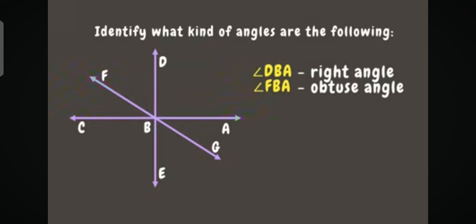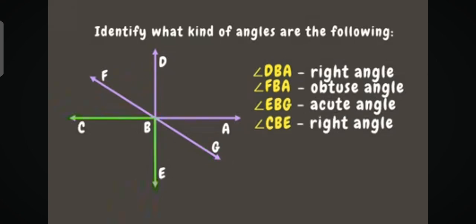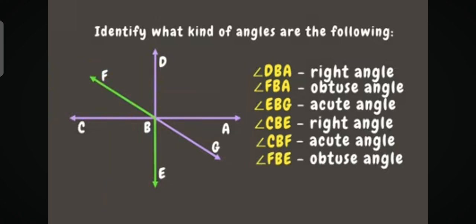Next one, angle EBJ. Yes, if your answer is acute angle, that is right. Next one, we have angle CBE. It is a right angle. What about angle CBF? Great job! If your answer is an acute angle, that is right. Last one, what about angle FBE? It is an obtuse angle.